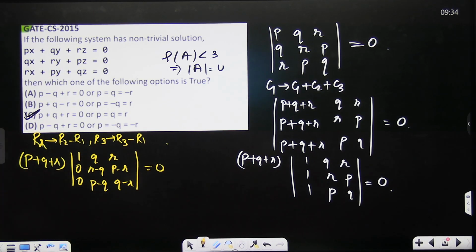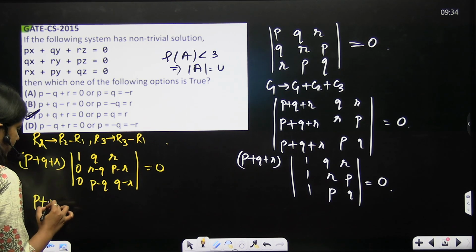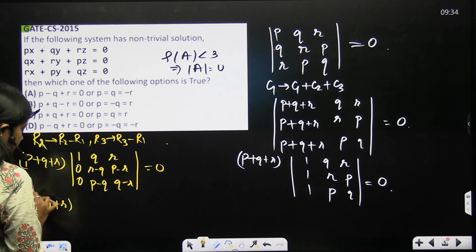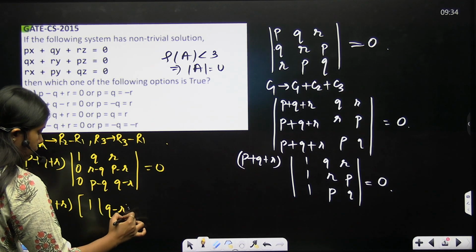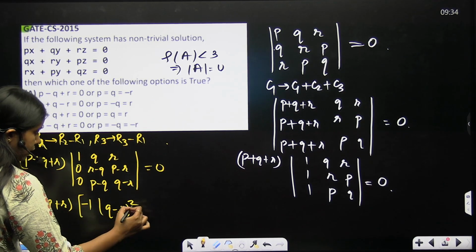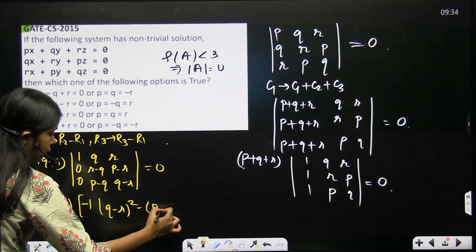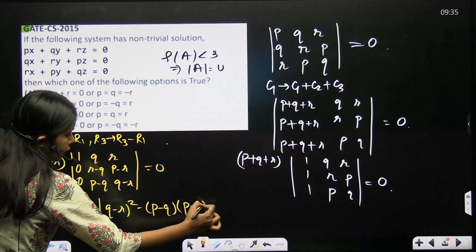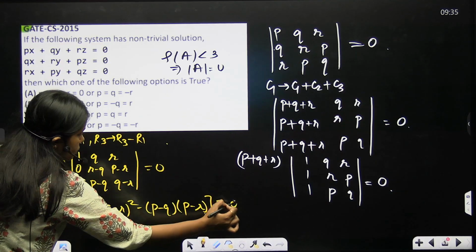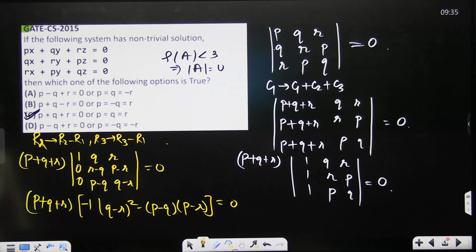Now I can expand it because it has two zeros. I need to only expand it with the help of 1. So I'll get P plus Q plus R, and I'll get 1 into Q minus R square, a negative sign common, take it, minus P minus Q and into P minus R. You would get this value equals to 0. Right? You would get this value.